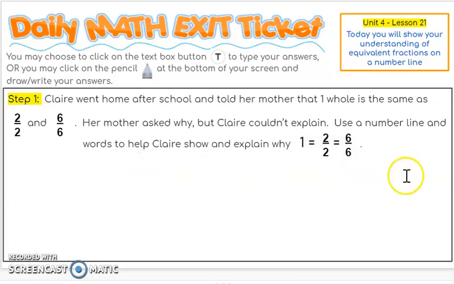We would like you on your exit ticket to draw number lines and to label them and show me how you can prove that 2/2 and 6/6 is the same thing as 1 whole. The last step will be to click the microphone and explain your thinking.